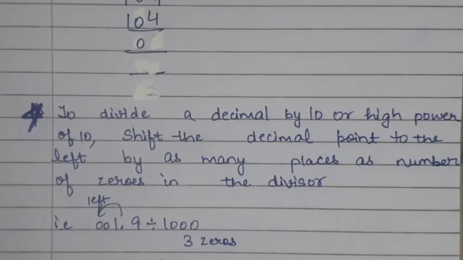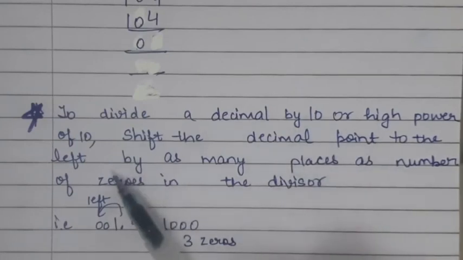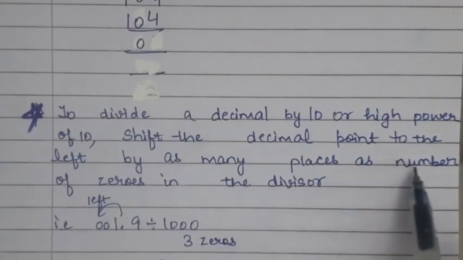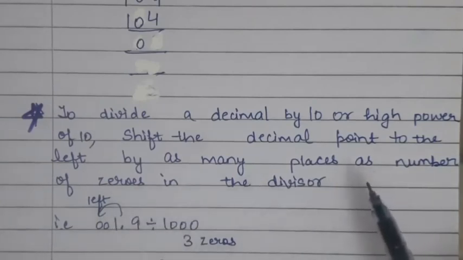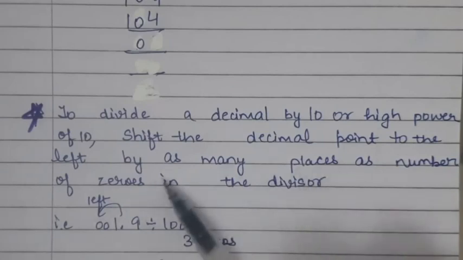Now children, let us discuss how to divide a decimal by 10 or 100 or by 1000 or any power of 10. What we do, we shift the decimal point to the left as many places as the number of zeros in the divisor. Now see, when we were multiplying, we were shifting the decimal towards right, and when we are dividing, we are shifting the decimal point towards left.